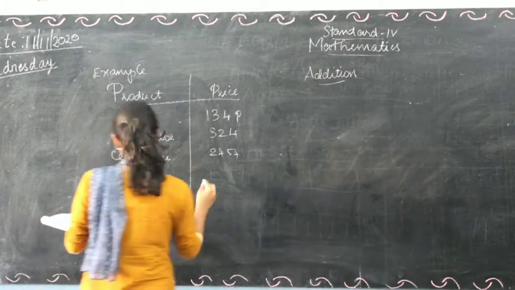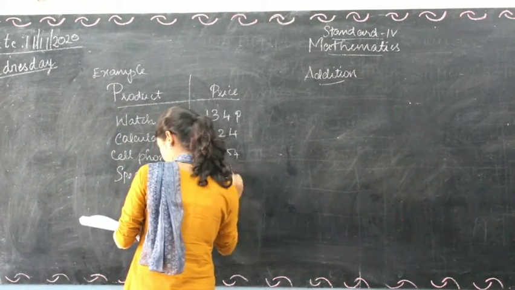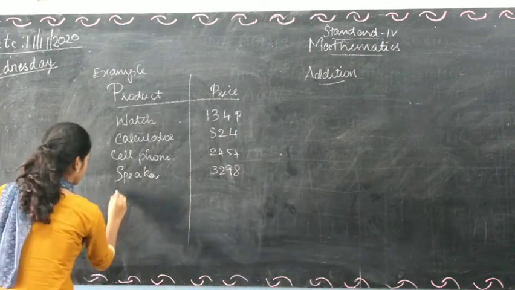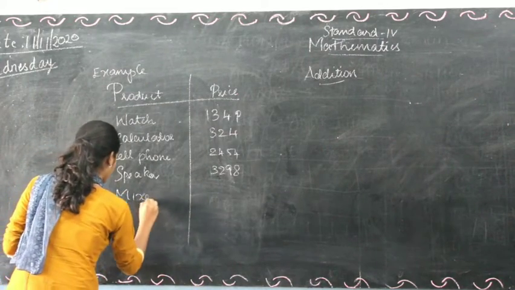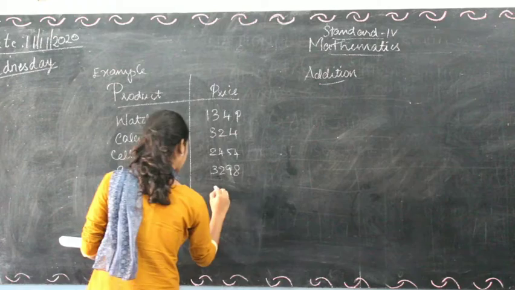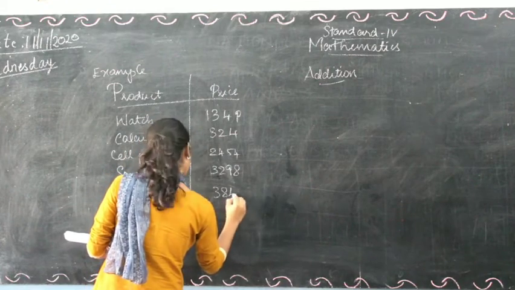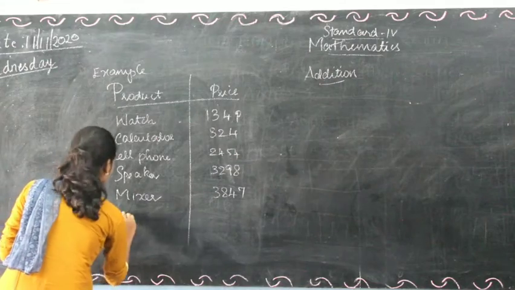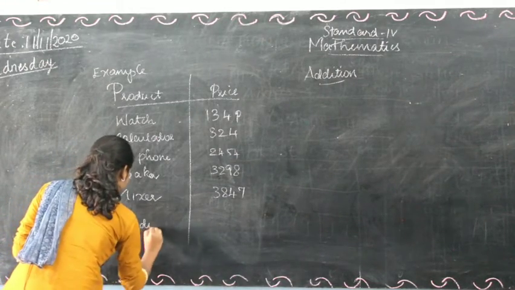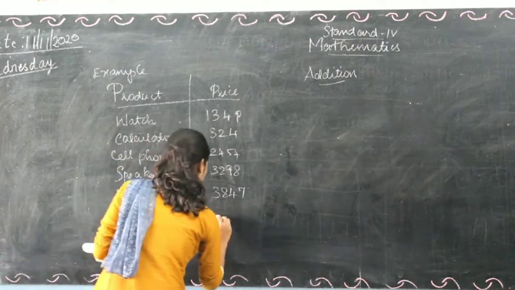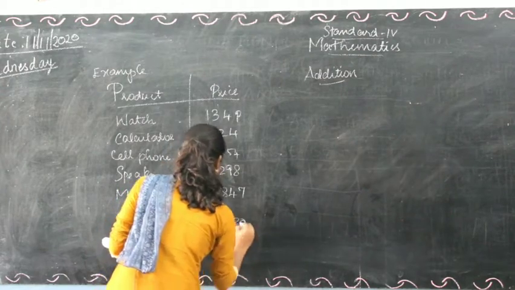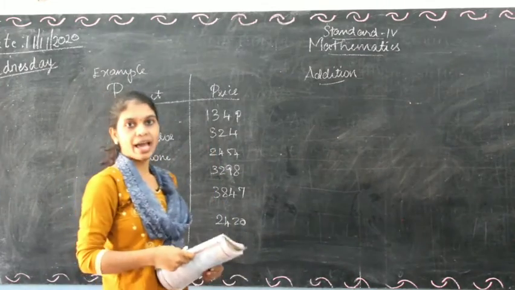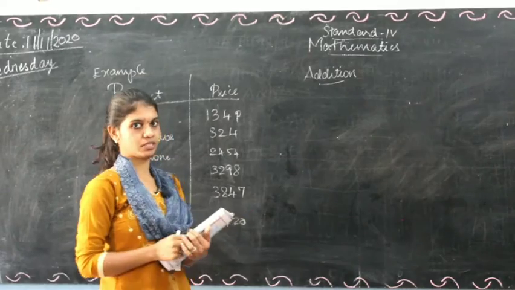Then speaker. Its price is 3298 rupees. And mixer. Its price is 3847. Then last, a radio. Its price is 2420. They have asked us little questions about this.